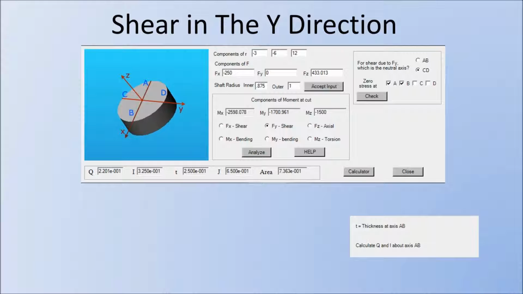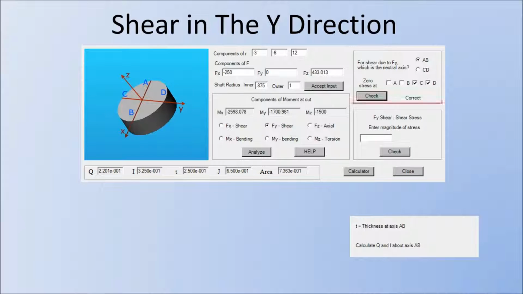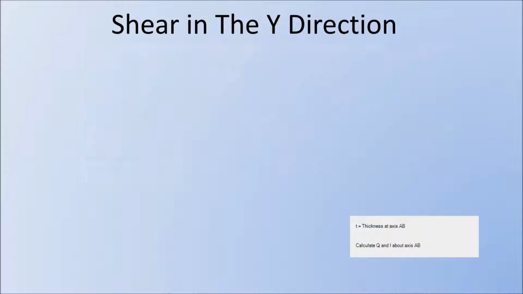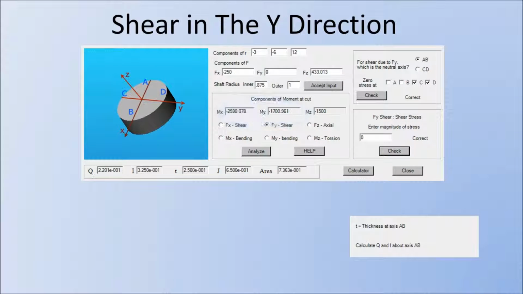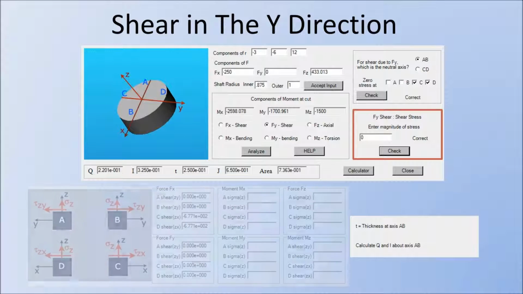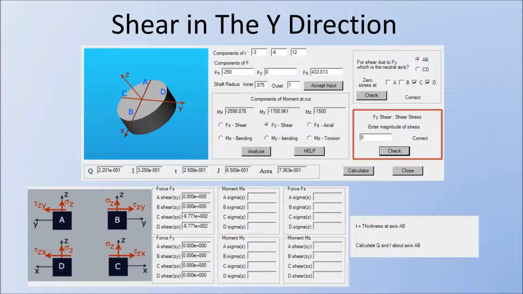Now, the box in the main window to the top right is asking for shear due to Fy, which is the neutral axis, and where there is zero stress. For this, we're going to select CD for the neutral axis and zero stress at AB and press check. Now this is the correct answer, and at this point we'll enter the magnitude of the stress calculated from this. Since Fy is 0, the calculated magnitude of the stress will be 0. So that is shown here, once again, our stresses box has been updated to reflect that.